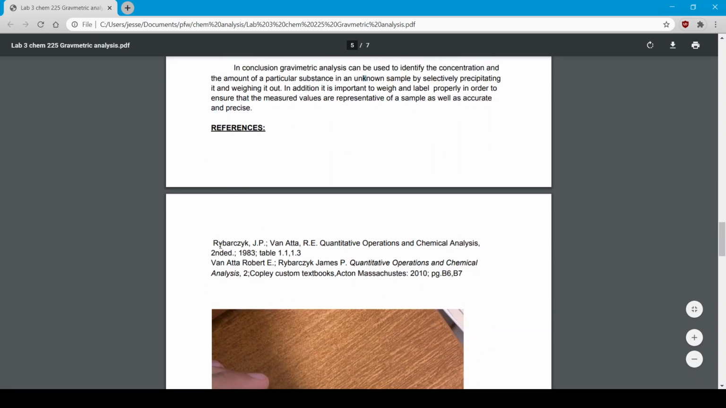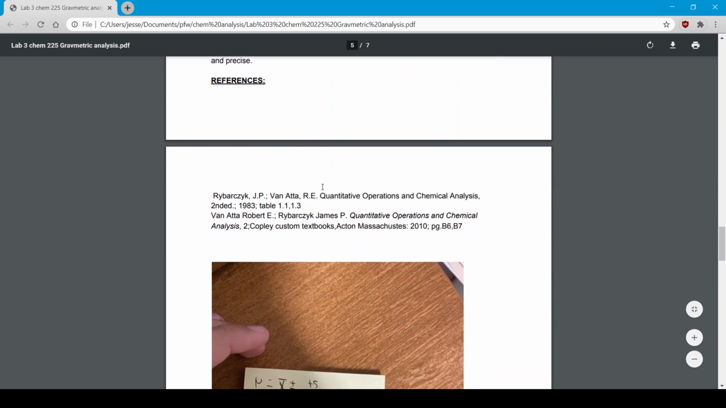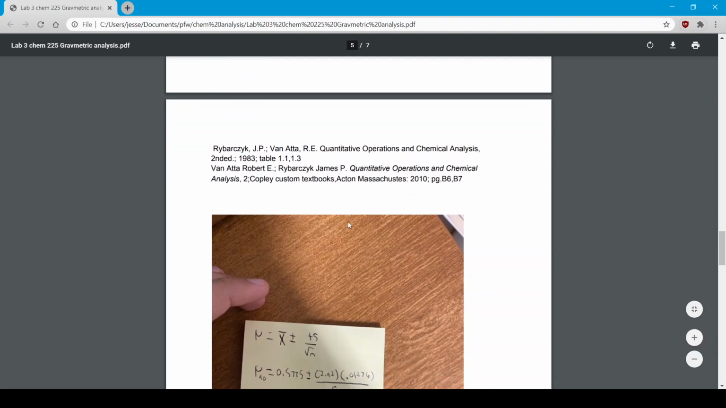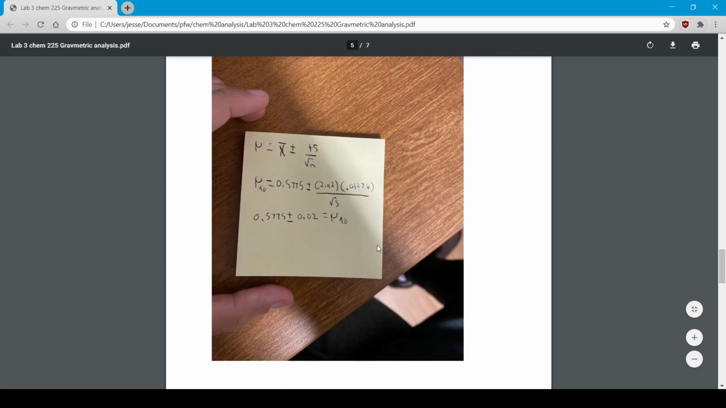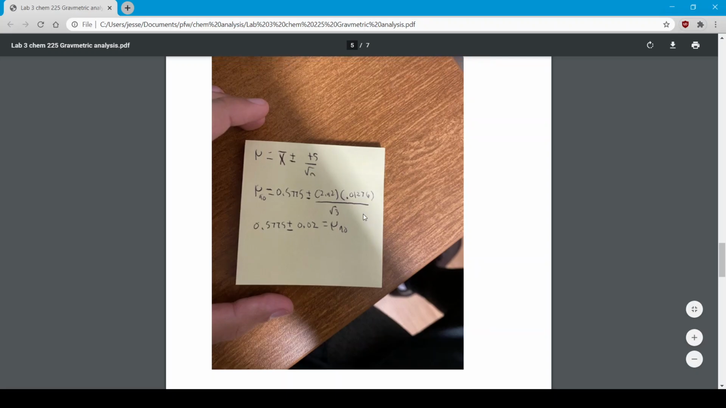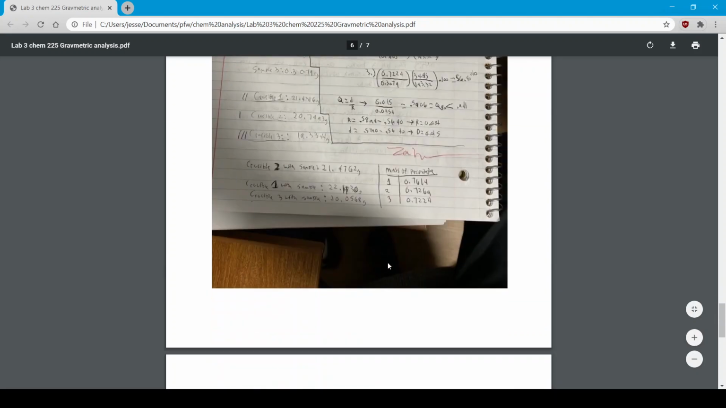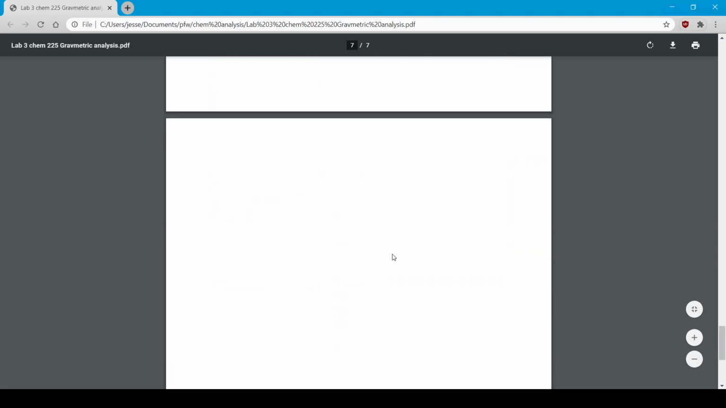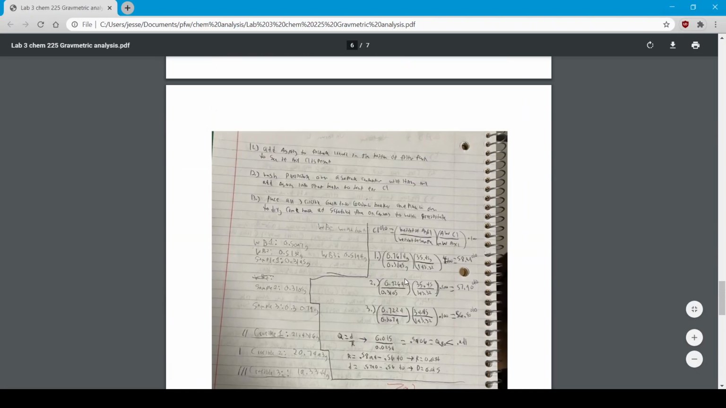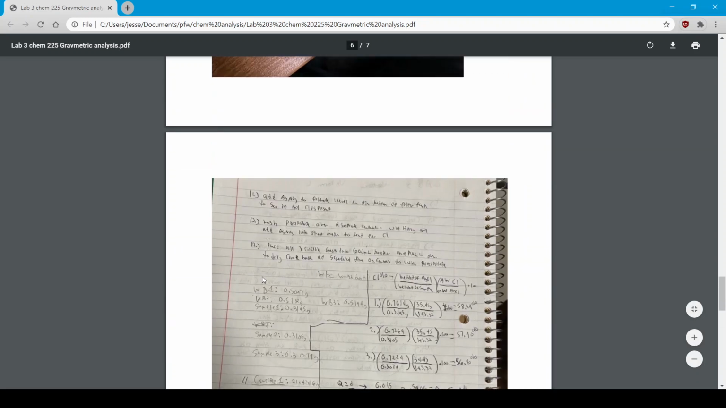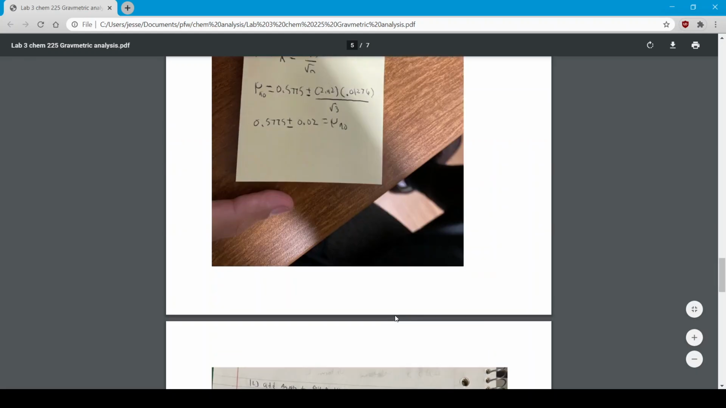You always want to cite any things you use. So in this case, I used my textbook and our lab manual that were assigned. And then, as an added bonus, I have a picture of my work drawn out on a post-it note and all of my examples or all of my lab results physically written on paper.